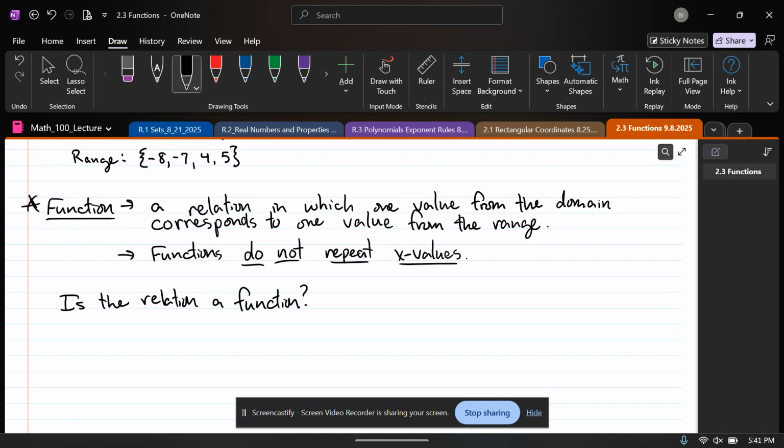If so, state the domain and range. We'll do both of those.